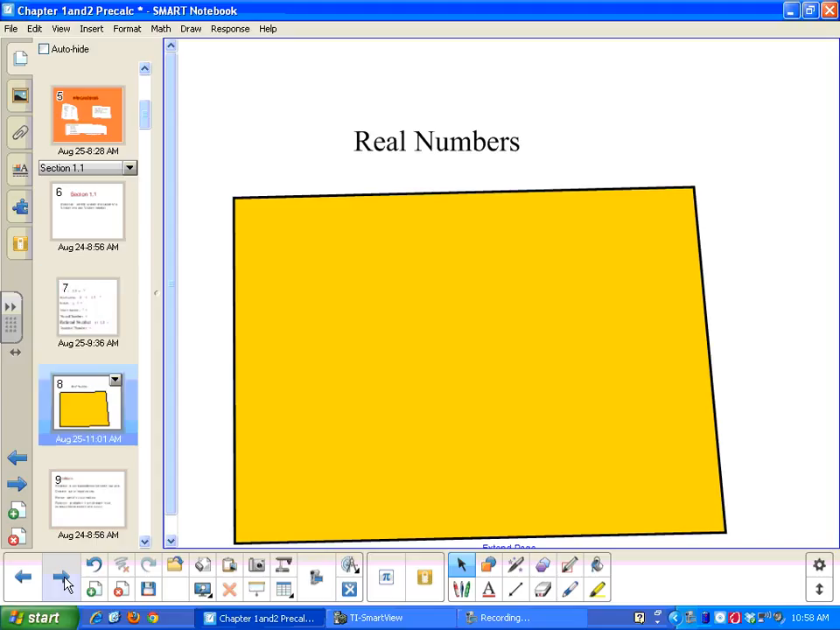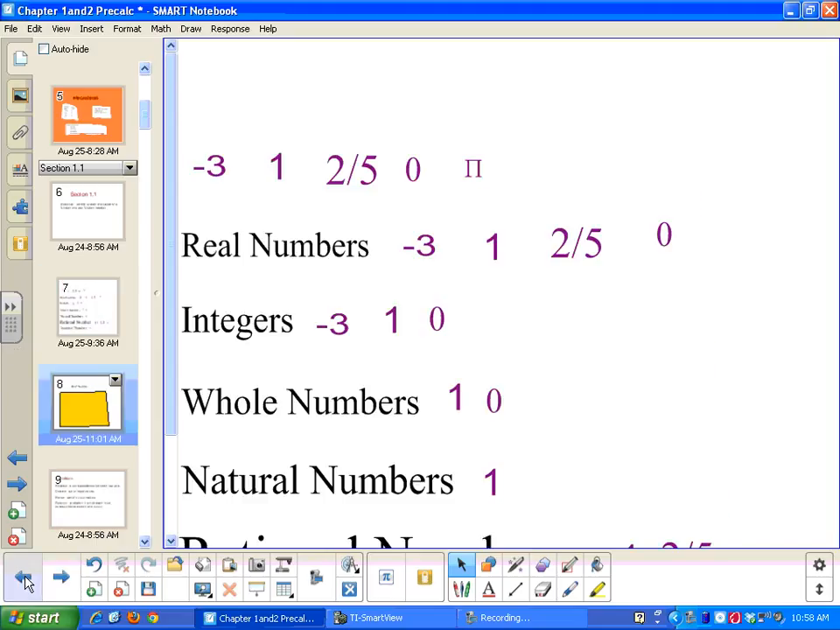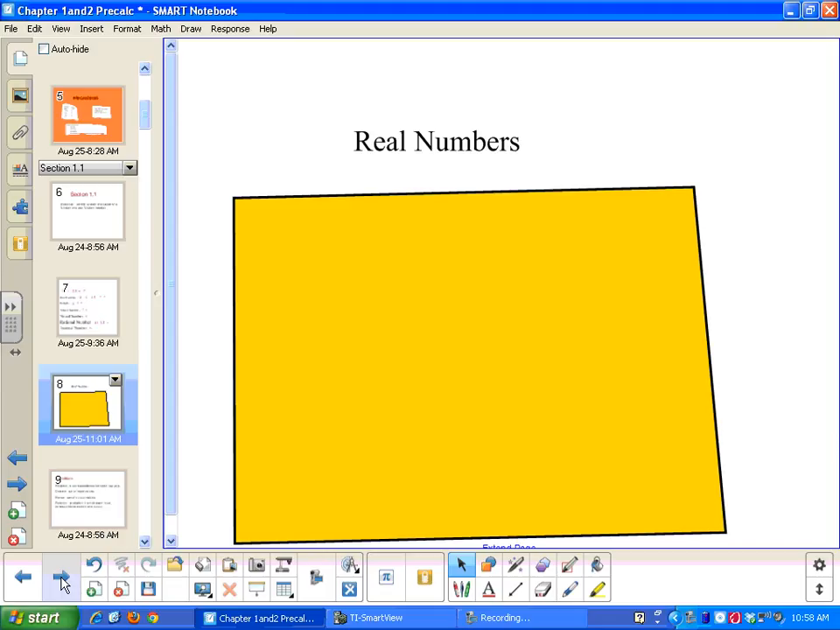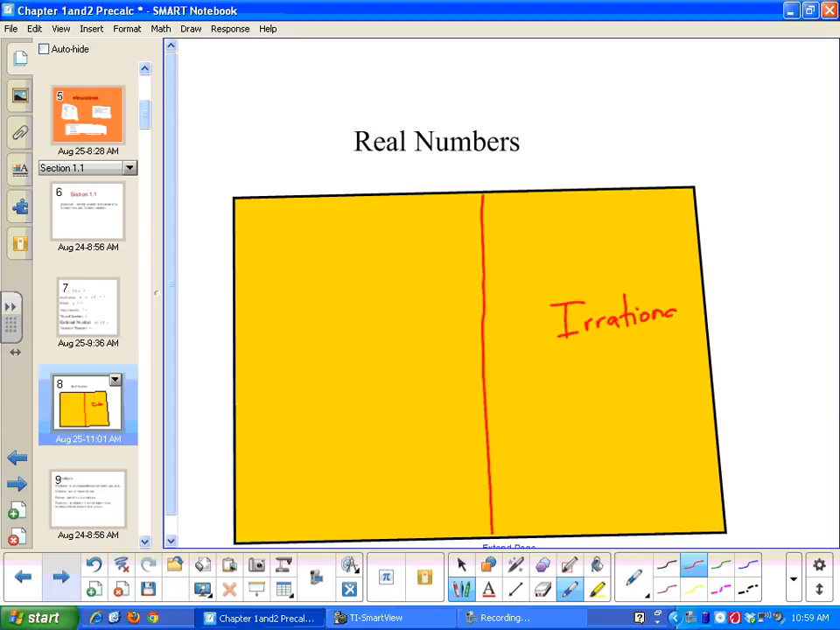So if we take a look at that here, let's say this is our set of real numbers, everything that we talked about so far. If you go back and look at this, all of the numbers there, -3, 1, 2/5, 0, and pi, I should have put here also, all of those are real numbers, okay? So if we think about how we can classify the real numbers, it comes down to something like this. You've got all of your irrational numbers here. And then over here on this other side, at the top of the list we have your rational numbers.